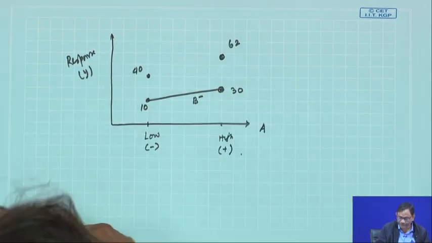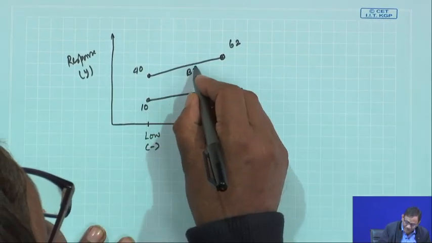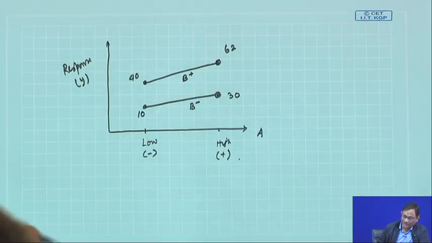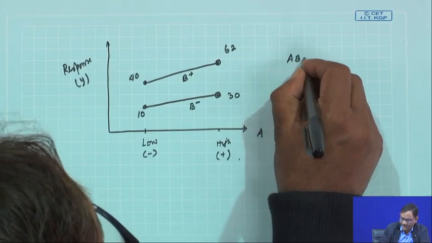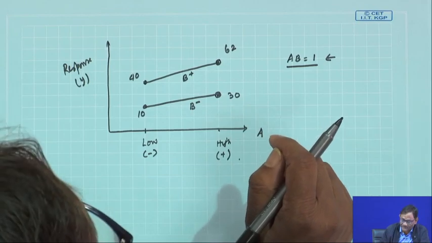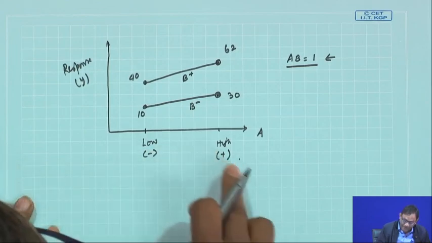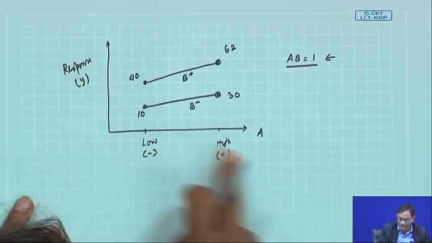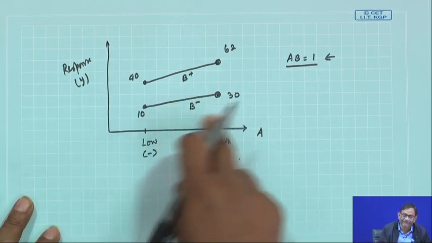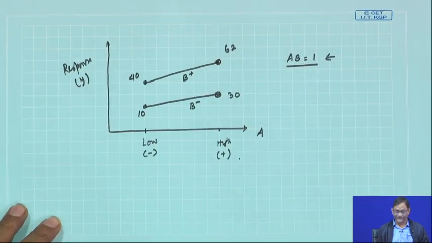This is 62. You do this. So, this is B positive. Now, these two are more or less parallel, and we have seen the AB interaction effect is 1, which is also very less. So, if there is no interaction effect, you will find out that when you plot the response values for a particular factor and then keeping another factor at a particular level, you will get parallel lines.